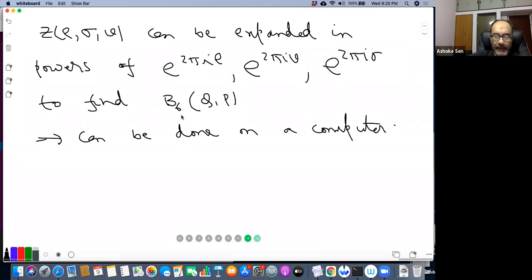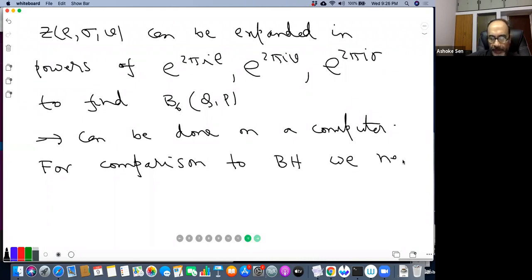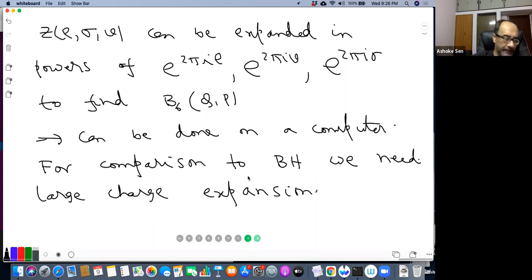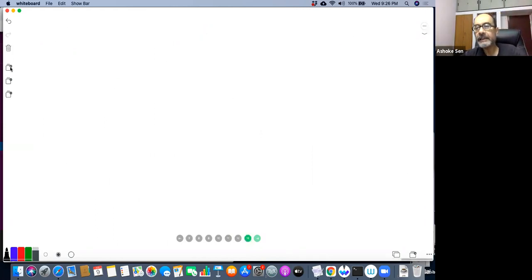But what we want, at least for comparison to black holes, is the large charge expansion. Not the values for individual Q and P, but how it behaves for large charge. And that requires a little more work. Okay. So let me explain how that is done.